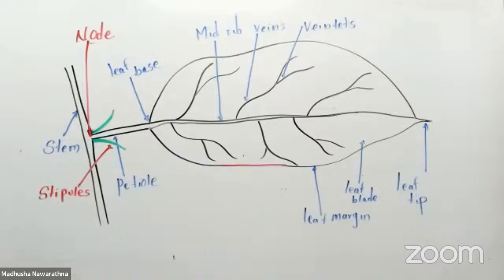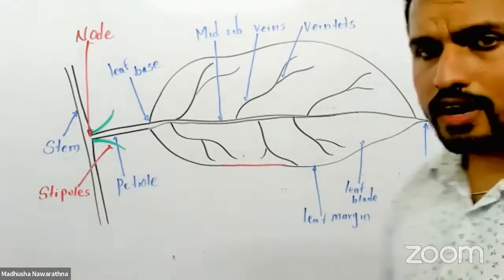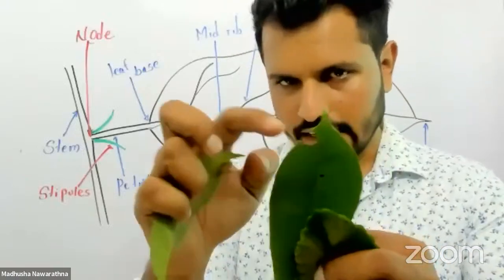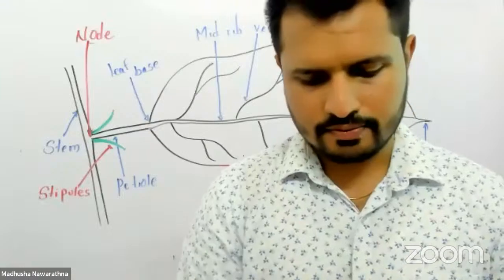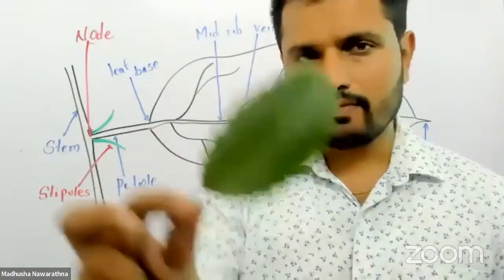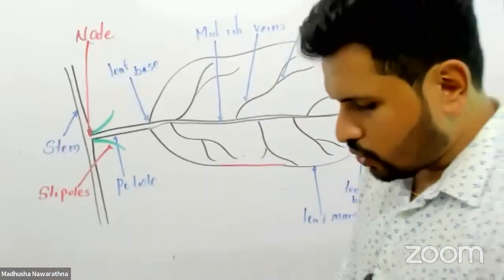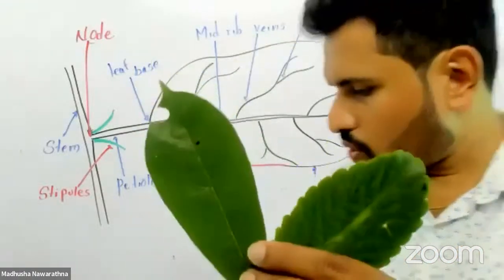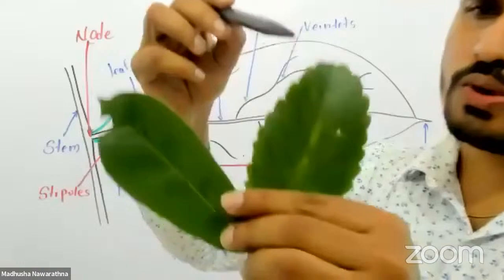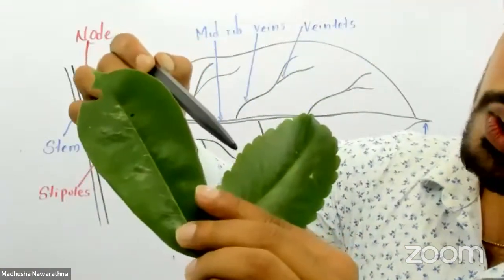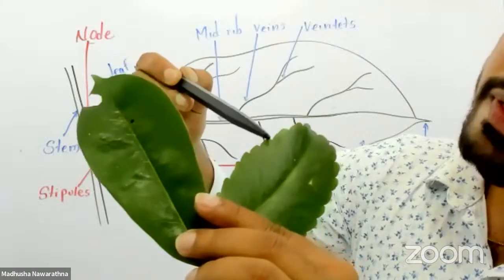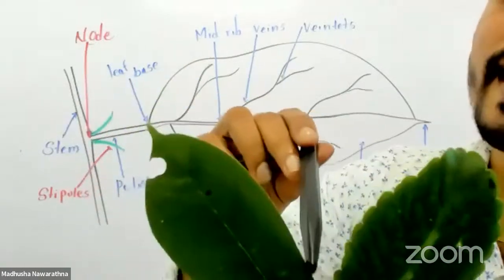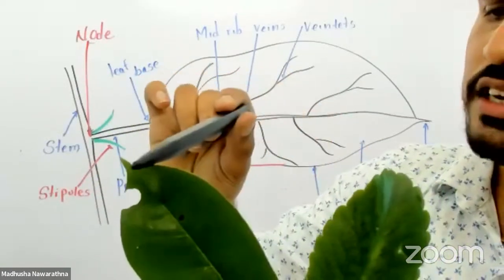Now look at these structures. Three different types of leaves. Look at the difference of these two leaves in their leaf margins. Here you can observe a wavy leaf margin, but here a plain structure, a plain surface.